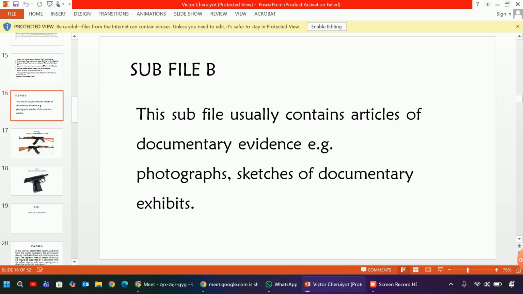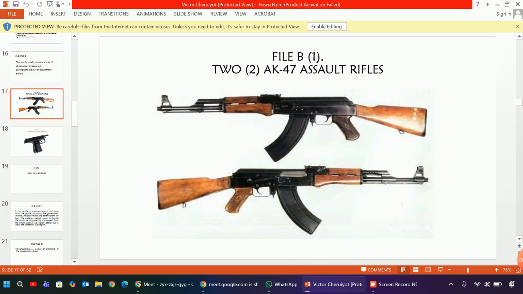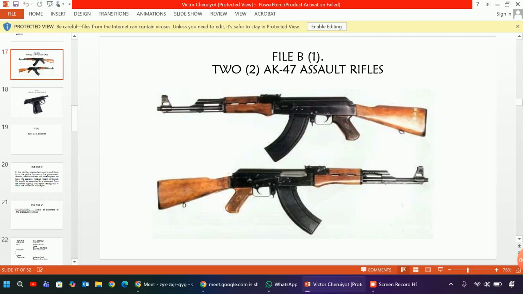Now moving to subfile B. This subfile usually contains the articles of documentary evidence. As I said earlier, the documentary evidence contains the photographs, and it contains the sketches of documentary exhibits, the sketches of the scene, or the map. So anything documented will move to this subfile. So these are our documentary evidence. These are the photographs of the guns which were found at the scene of our case study.